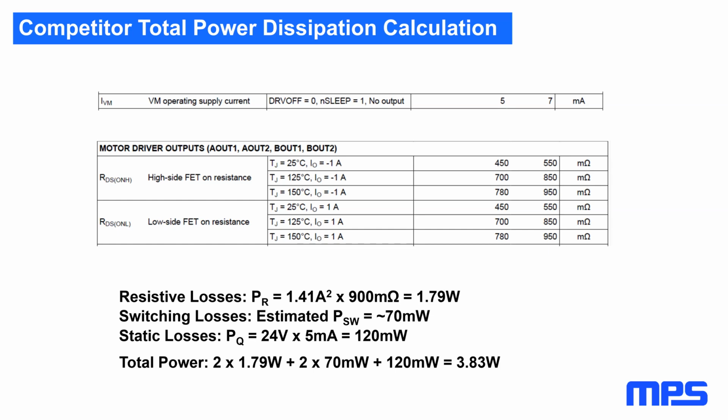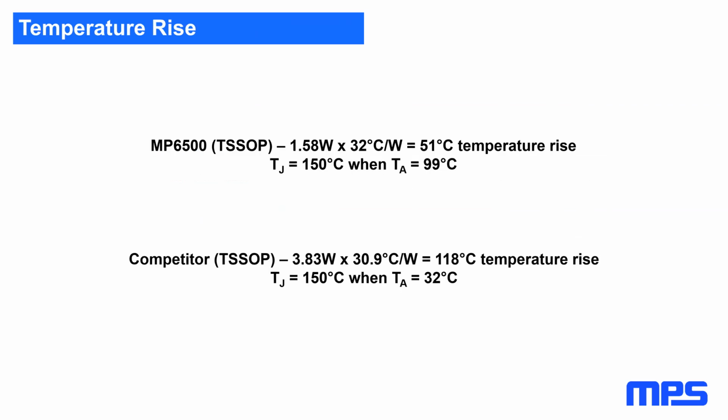So can this part really work at 2 amps peak in your application? Based on the calculations we just did, we can determine the temperature rise of each driver under those conditions. Based on that, and a maximum junction temperature of 150 degrees C, we can calculate the maximum ambient temperature that each part can operate at with 2 amps of peak current. The MP6500 gives us a temperature rise of 51 degrees, so it could operate at an ambient temperature of 99 degrees before the junction temperature reaches 150, where it would shut down.